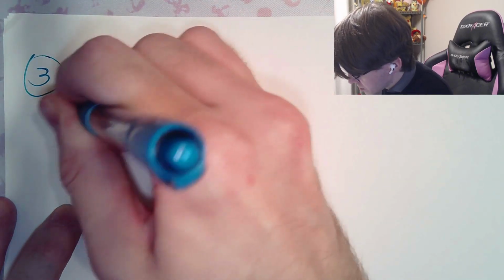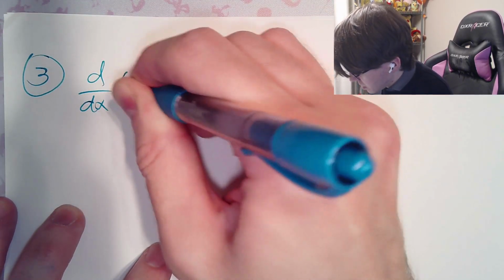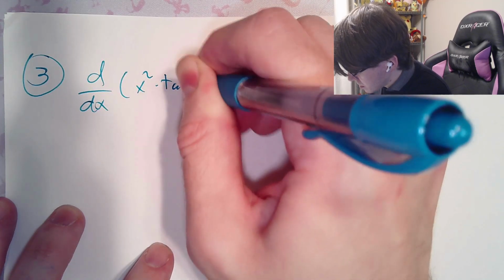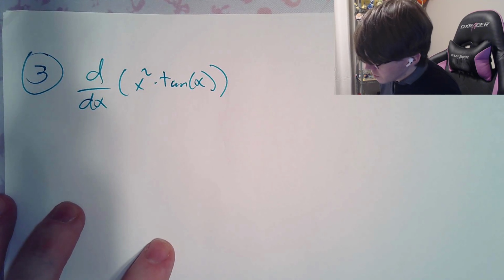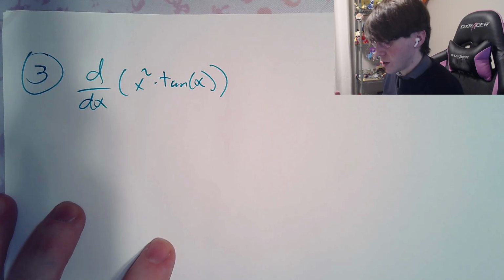So here we go. This is question number 3. It says to find the derivative of x squared times the tangent of x. For this particular problem, it is two things being multiplied. Whenever you have two things being multiplied, taking the derivative, we call it the product rule.